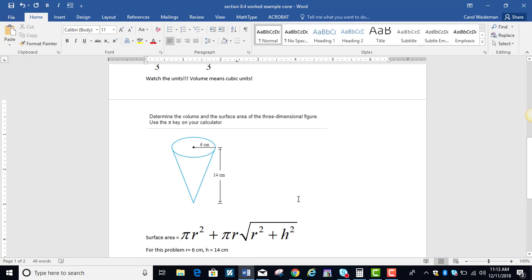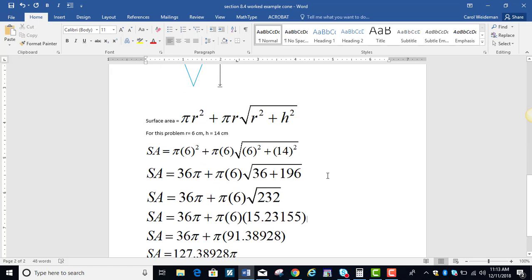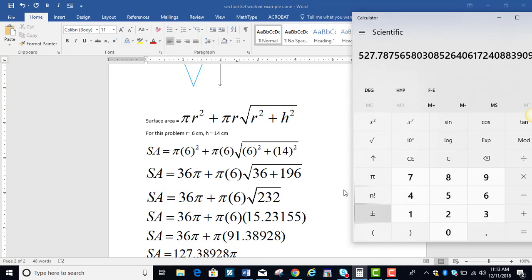Now the second part of the problem wants us to find the surface area, and this is the formula that seems to be most difficult for students. So let me pull my calculator up again. Here's the formula for the surface area of a cone, and it's got a square root in it, and that's where I think the difficulty comes in. The first thing I did was place my values into the formula. The radius was 6 centimeters and the height was 14. So I put my numbers in.